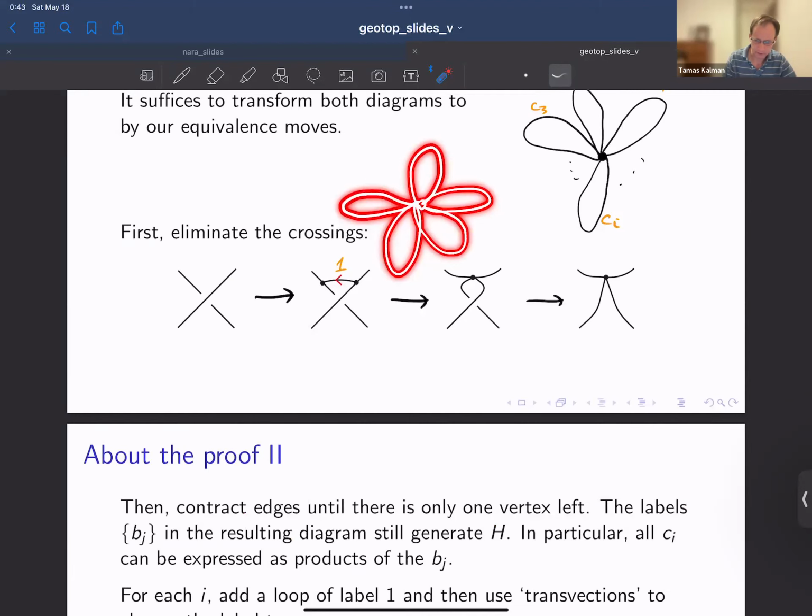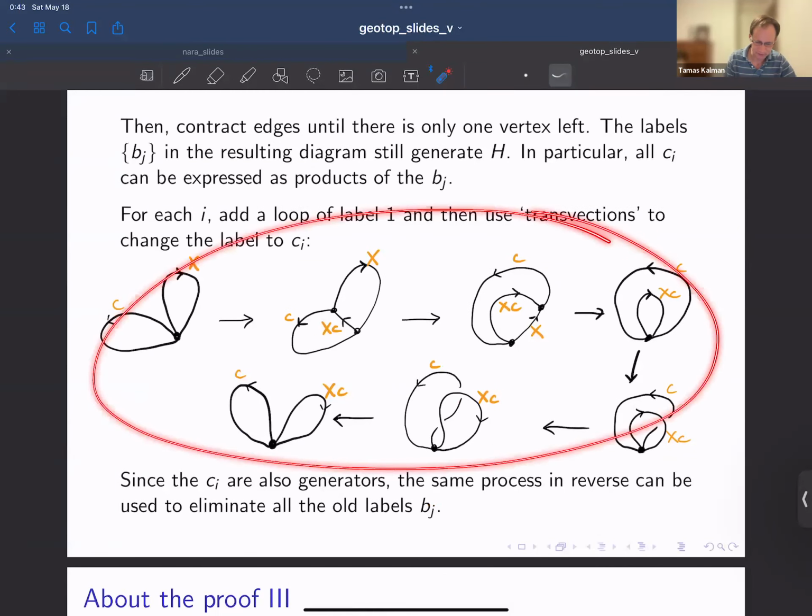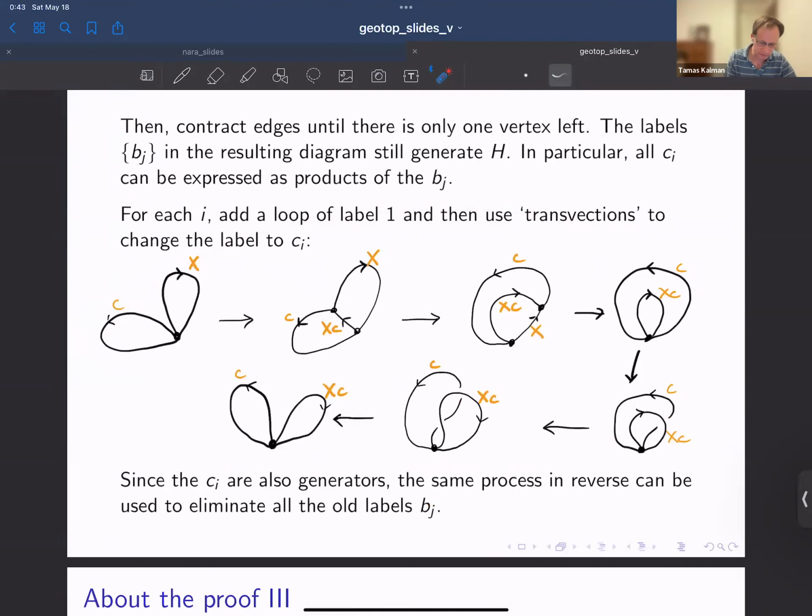Therefore, they also generate all these fixed objects CI. So this kind of move here allows me to multiply a nearby label like C onto this adjacent loop whose label is originally X. So after here it is X, but it can become XC.